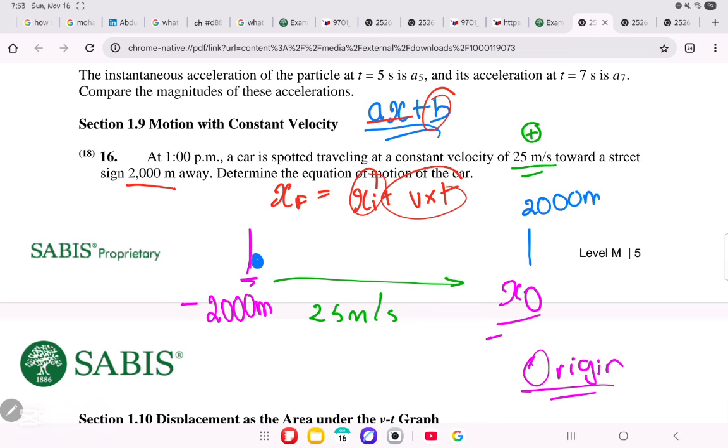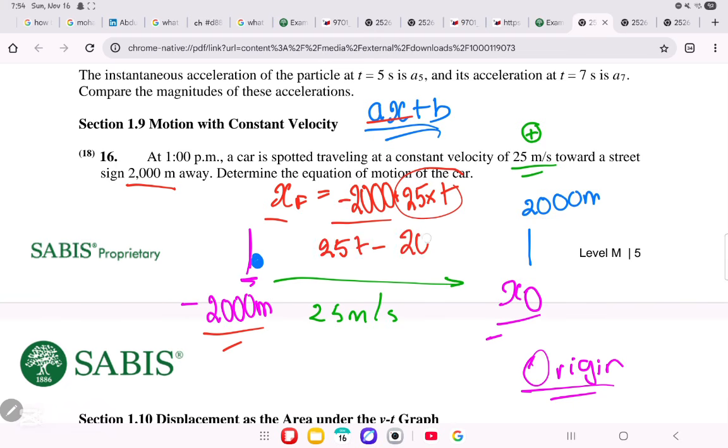So my velocity is what? My velocity is 25 meters per second times time. I don't know what my time is. But I know my x initial is how much? My x initial is minus 2,000. Okay, so x final is minus 2000 plus 25 times time, or 25t minus 2000.